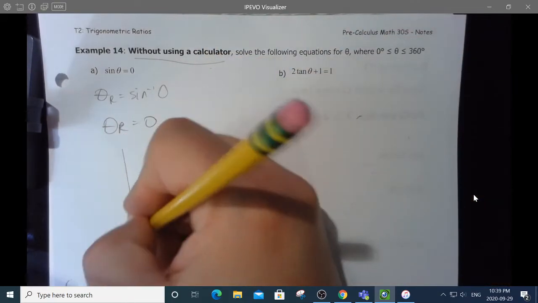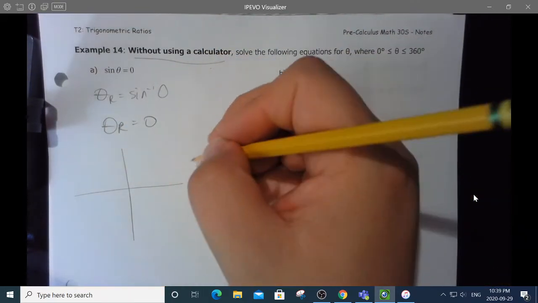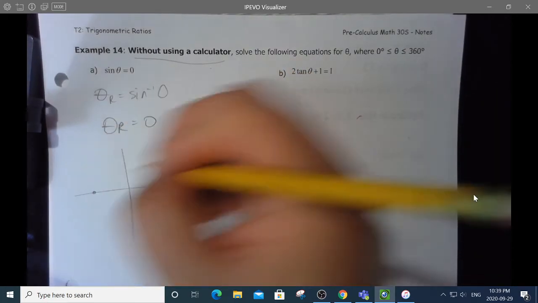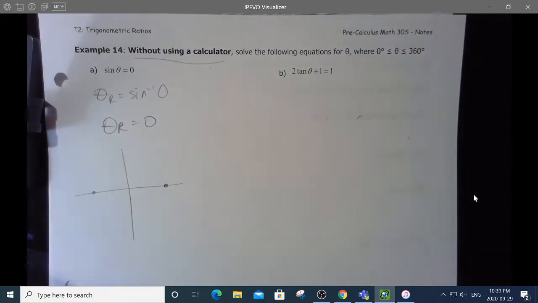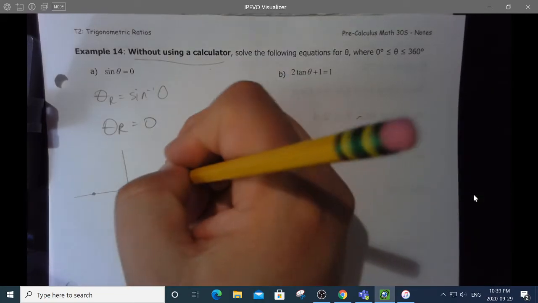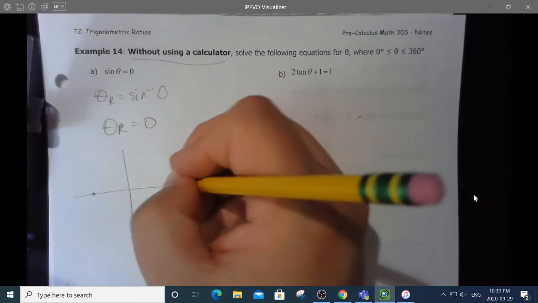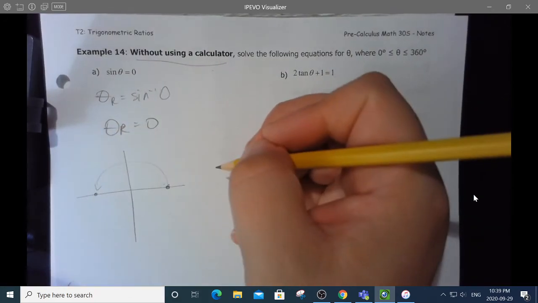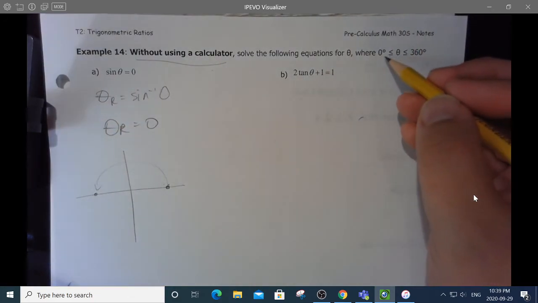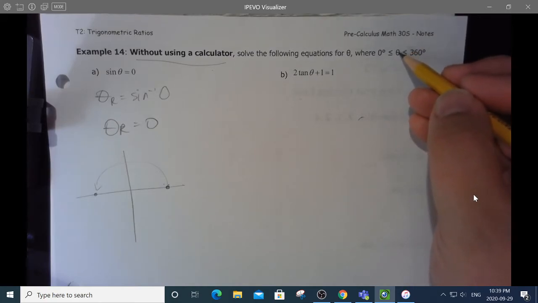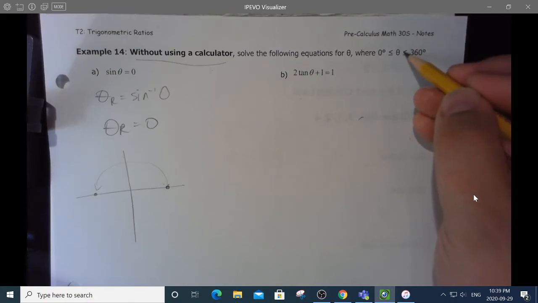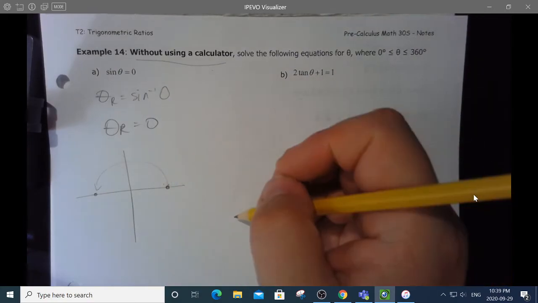And then, okay, where on the unit circle is sine 0? Well, sine is 0 where the opposite is 0, which is here and here. So I have 2 answers for this. Here would be 0, and if I went around to here, that's 180. Oh, but wait a minute. I want to solve for all the answers between 0 and less than or equal to 360. Notice that little line under the less than? That means I have to count 360, so there's actually 3 answers.